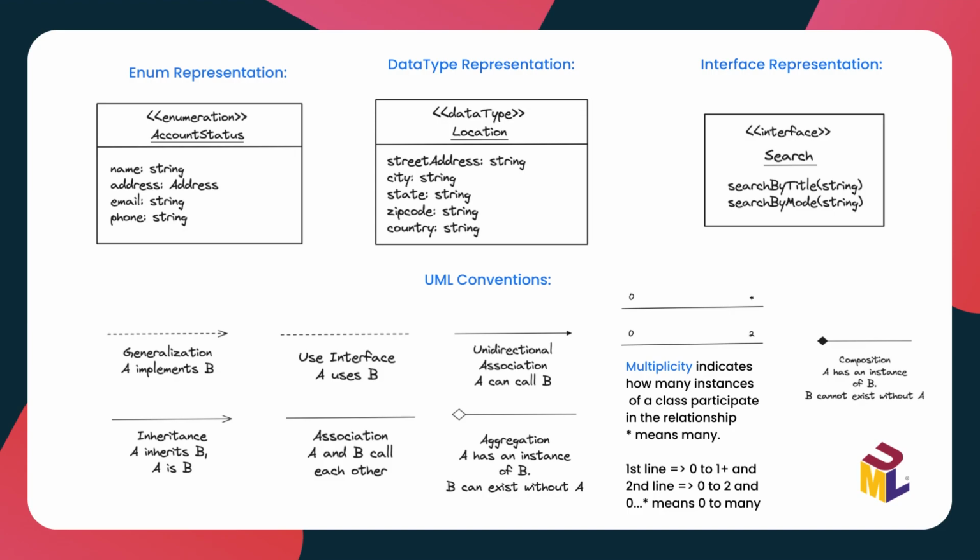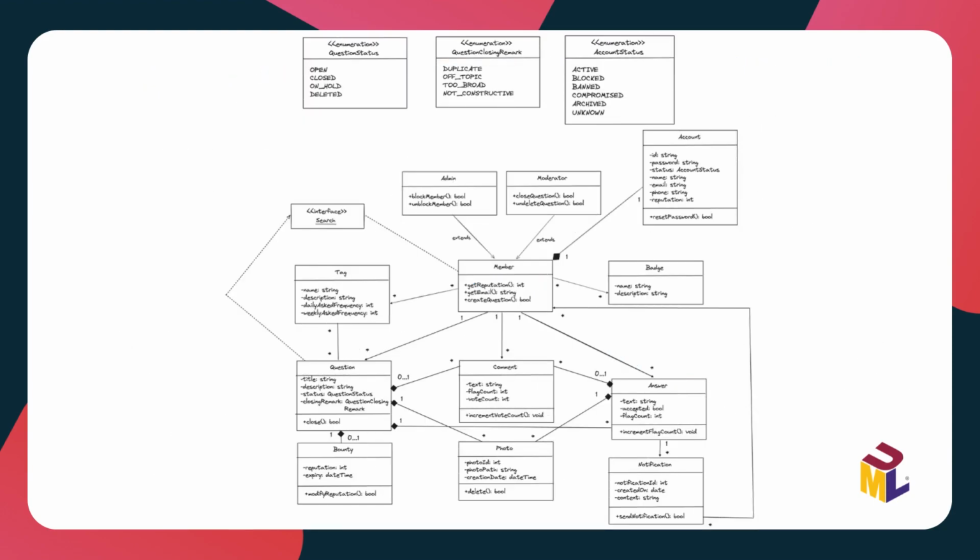Multiplicity indicates how many instances of a class participate in the relationship. Star means many. If 0 or more instances can participate in a relationship, we will represent it by 0..star, and the starting number we will also represent at the other ends of various relationships. Here is the sample example shown.